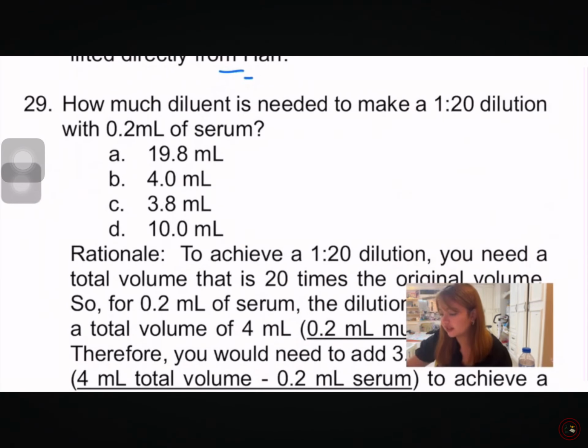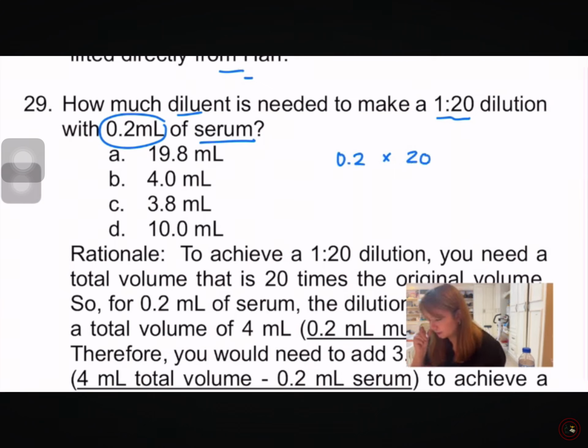Next question is how much diluent is needed to make 1:20 dilution with a 0.2 ml of serum. So, yung ginawa kong method dito is minultiply ko na lang tong 0.2 times 20. 0.2 times 20 is actually 4 ml.